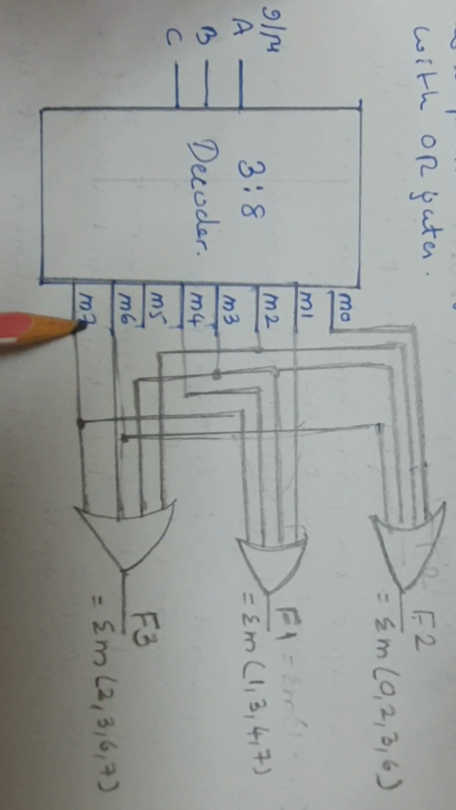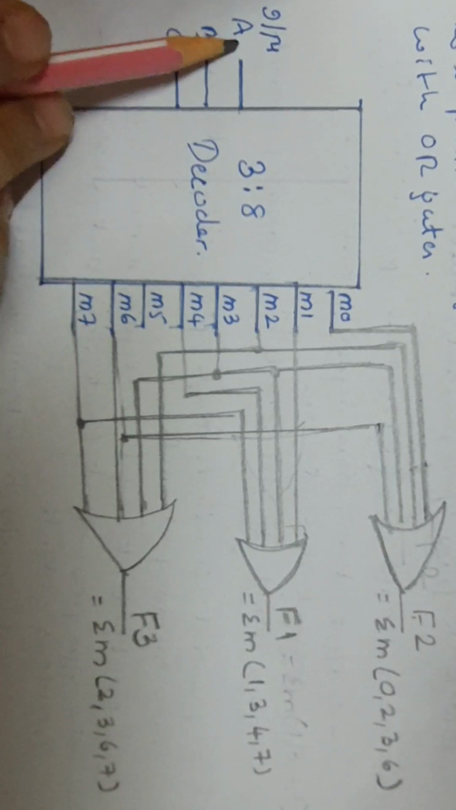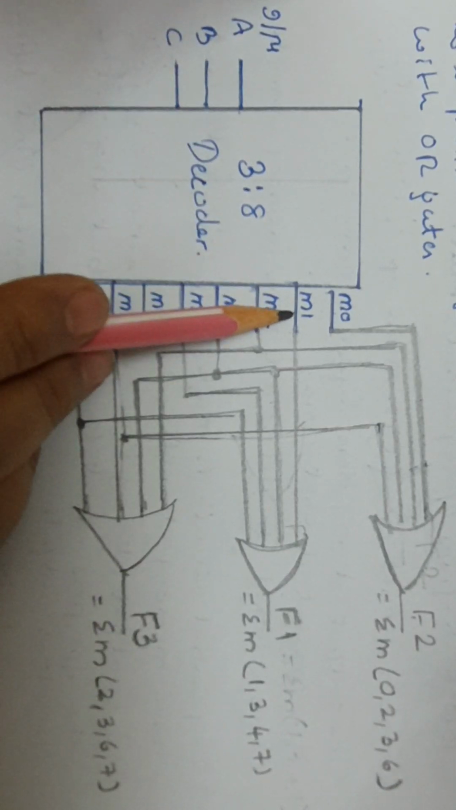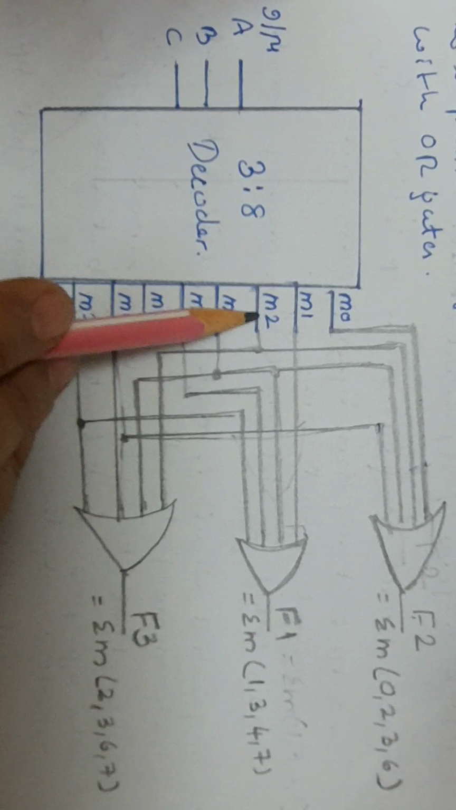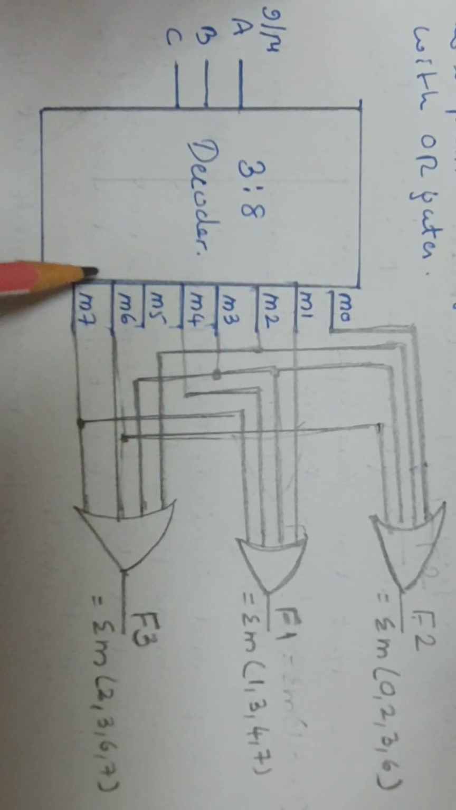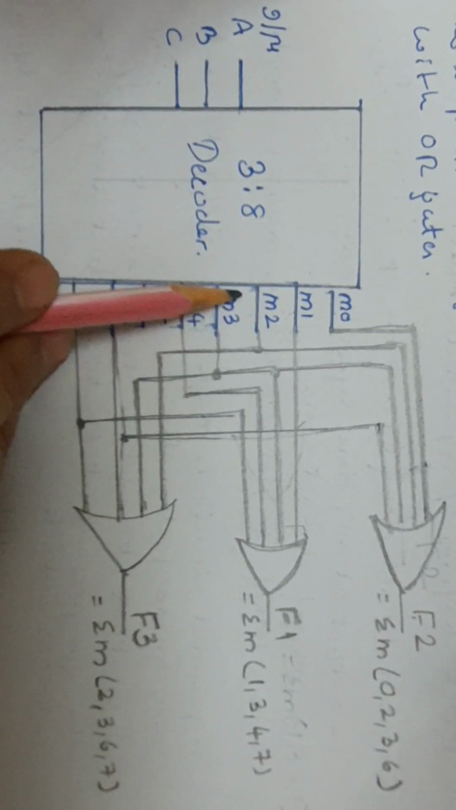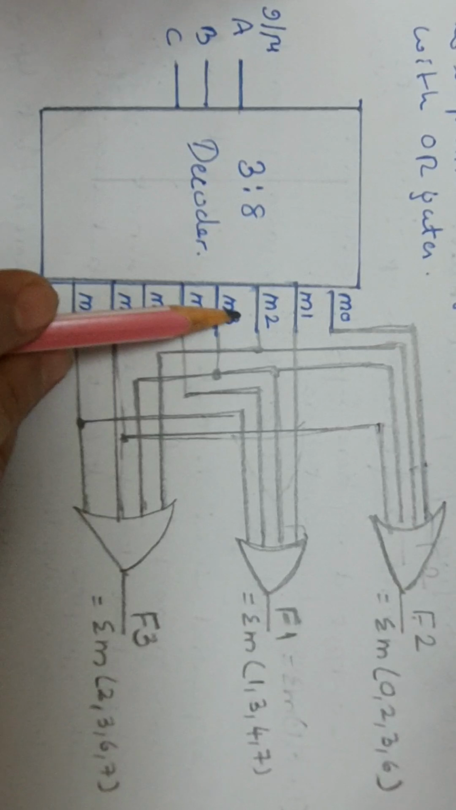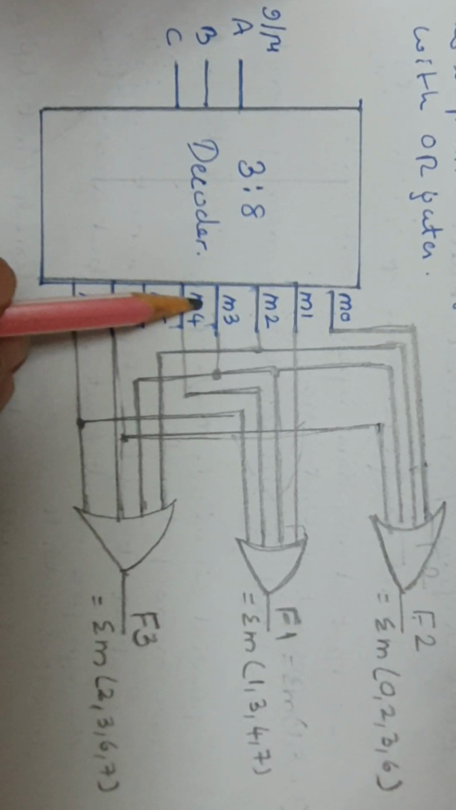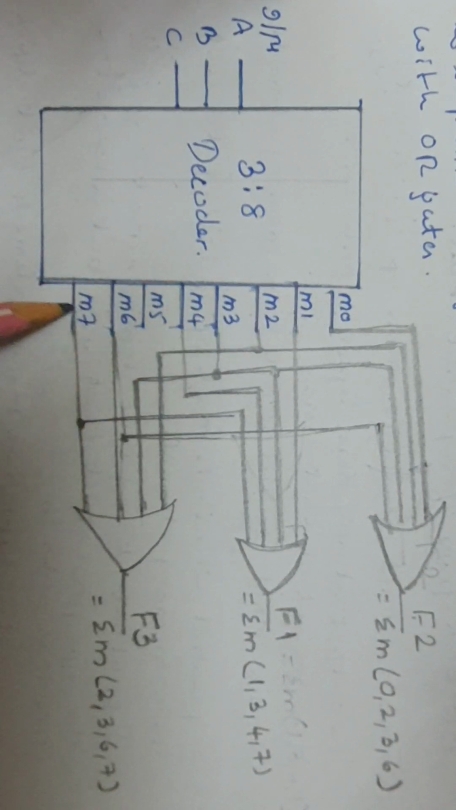All remaining will be inactive. So, when 0, 0, 1, only M1 will be active, all remaining lines will be inactive. So that is what is for any input here, any one line will go high or low, active low or active high in case. So in other words, it is generating minterms.